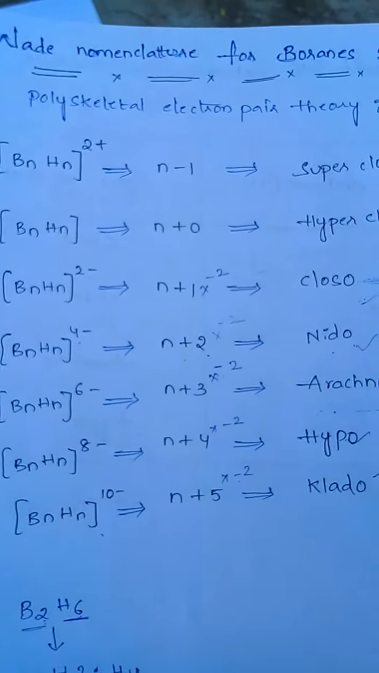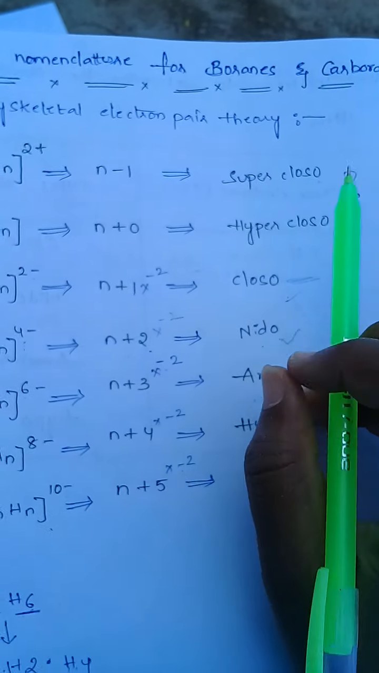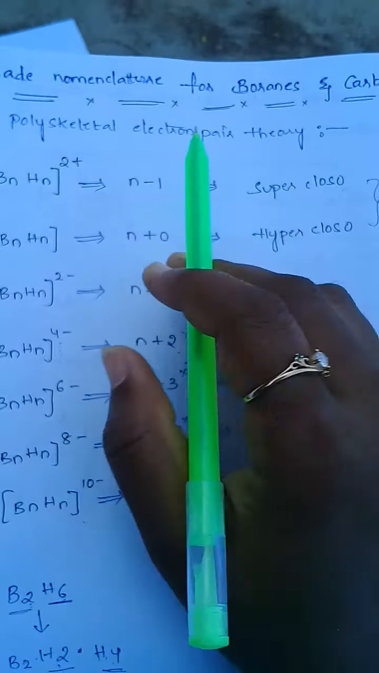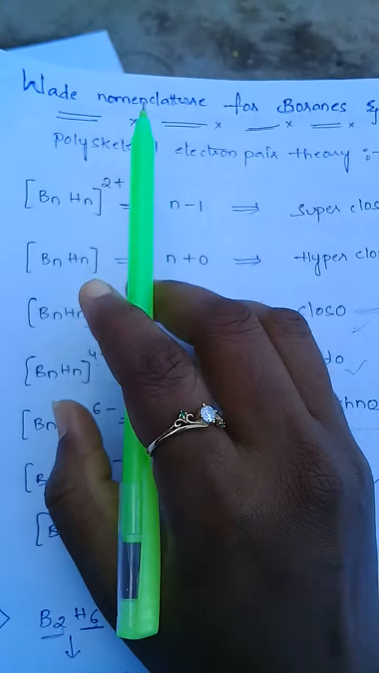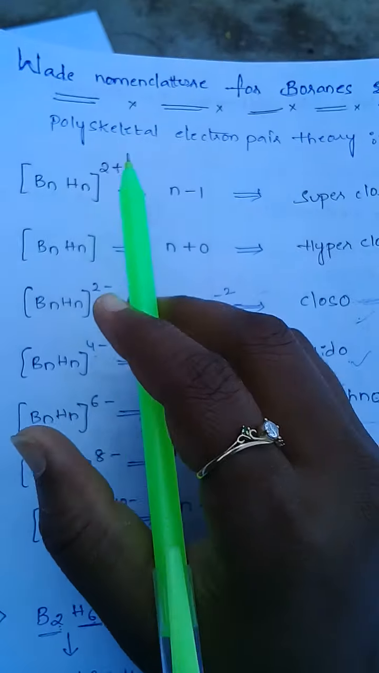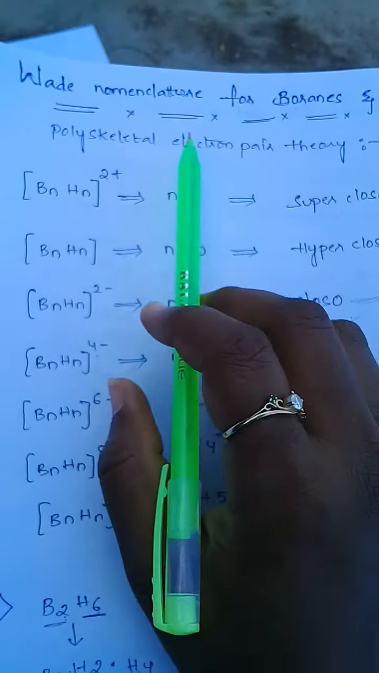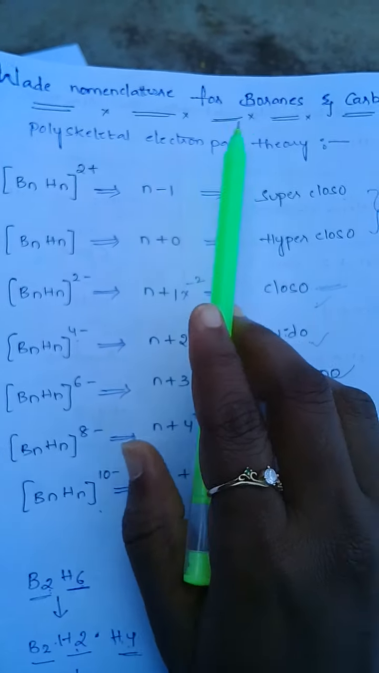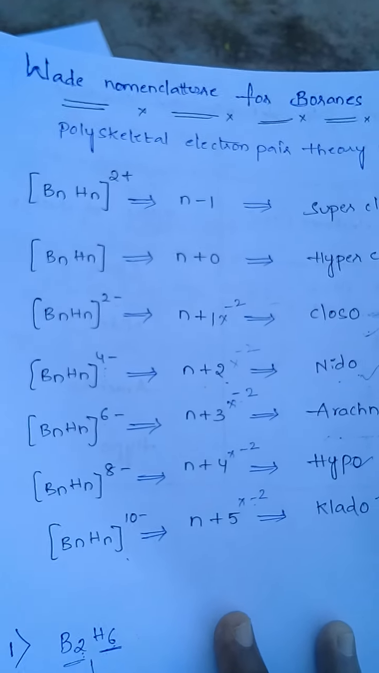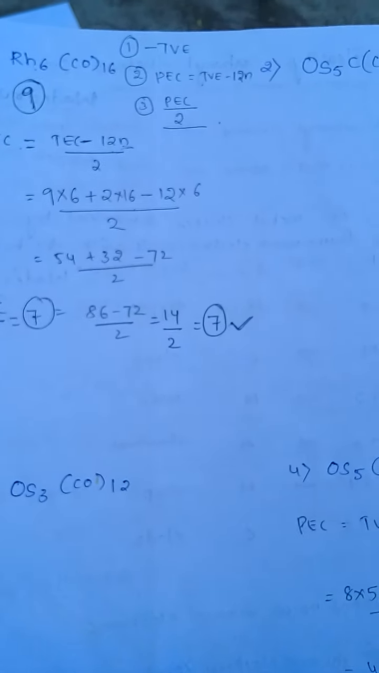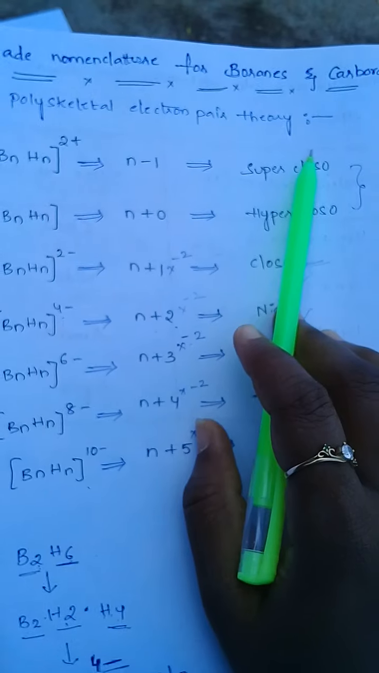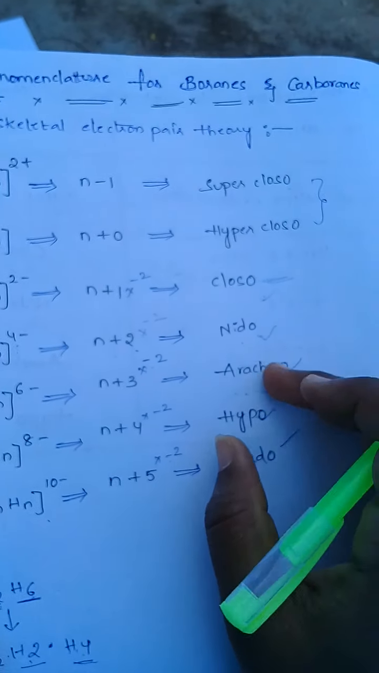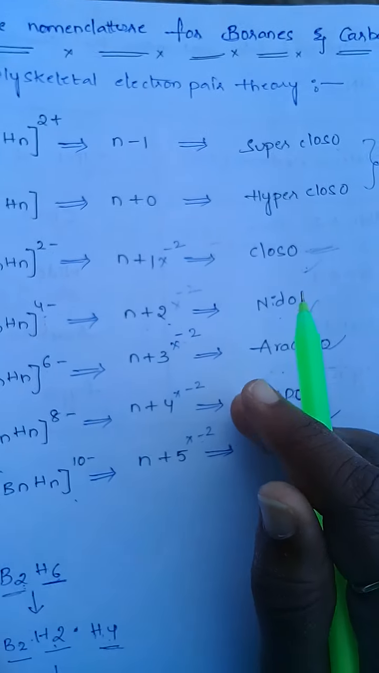This is the way to find the structure of boranes and carboranes using Wade nomenclature. By using this Wade nomenclature we find the structure of boranes and carboranes, also known as polyhedral skeletal electron pair theory, for boranes, carboranes and metal clusters.